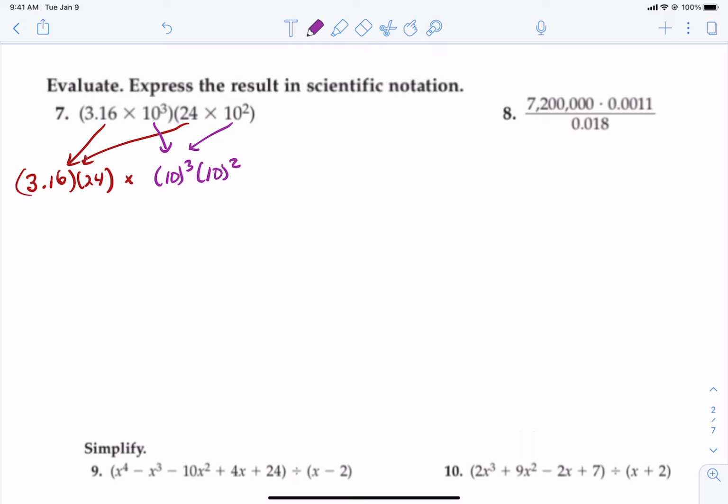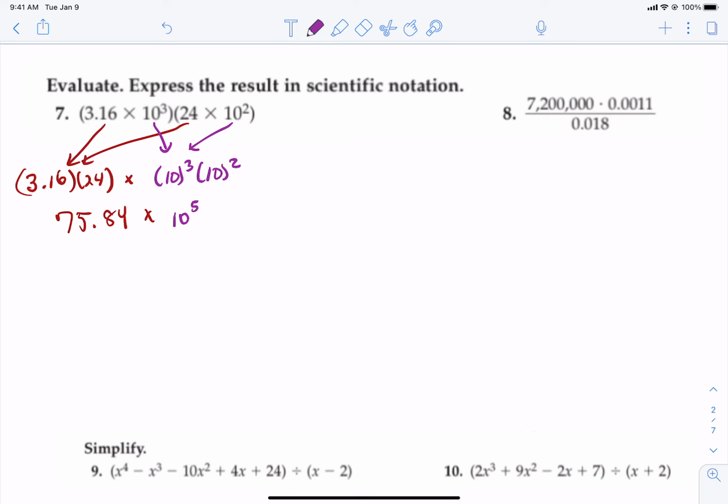Now, if you do the 3.16 times 24, you get 75.84. Now, 10 to a power of 3 times 10 to a power of 2. If the bases are alike and you're multiplying, you keep the base and you add up the exponents. So that would be a 10 to the 5th.